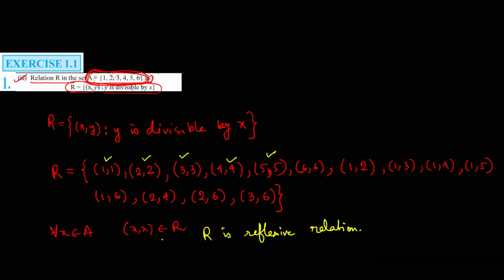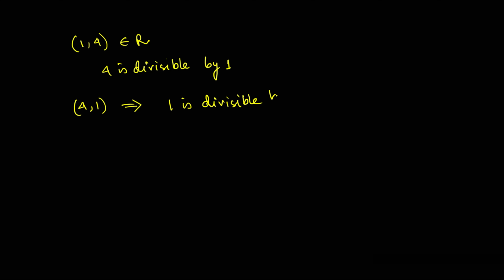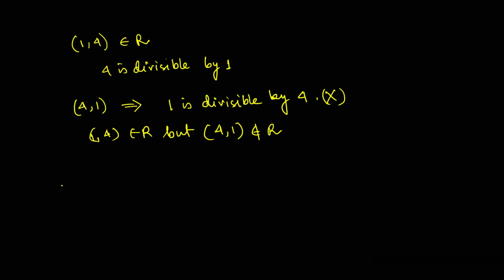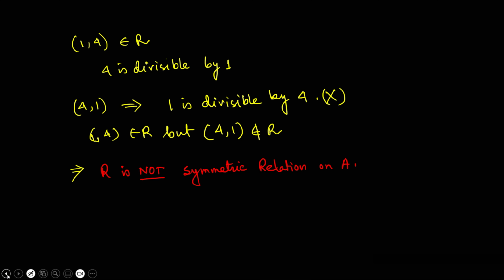Now we have to check whether (x,y) belongs to R implies (y,x) belongs to R. So take any (1,4), this belongs to R, because 4 is divisible by 1. But if we write (4,1), what does it imply? That implies that 1 is divisible by 4. And this is not true, this is false. So (1,4) belongs to R, but (4,1) does not belong to R. So that implies that R is not a symmetric relation on A.